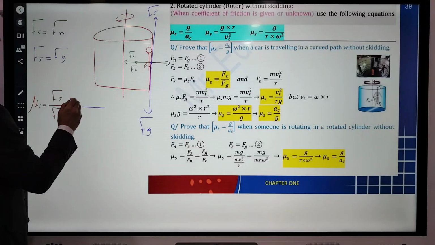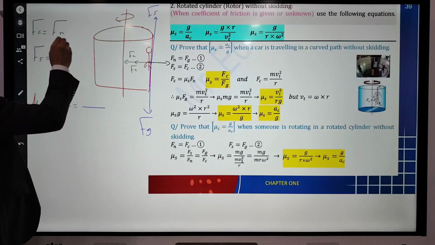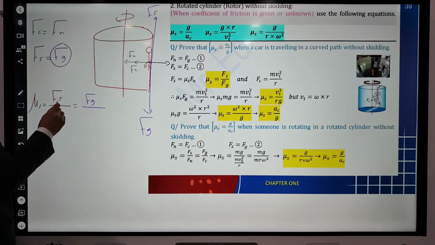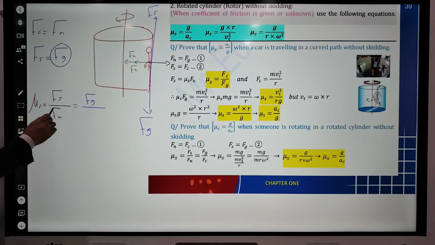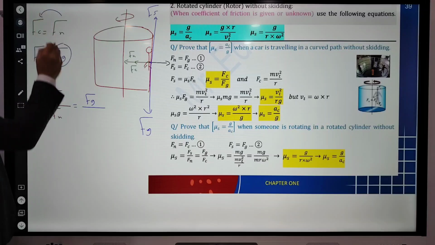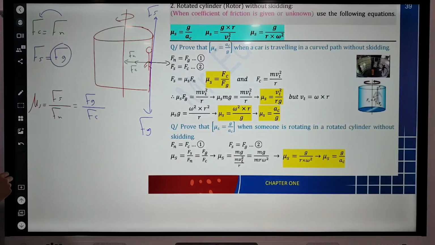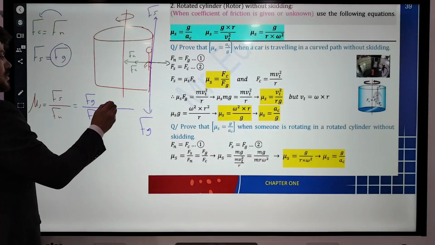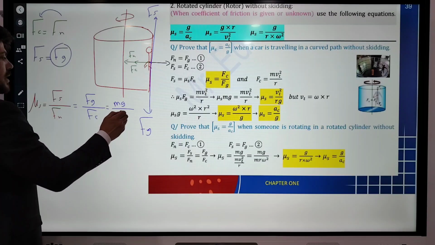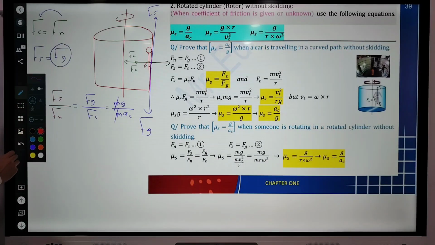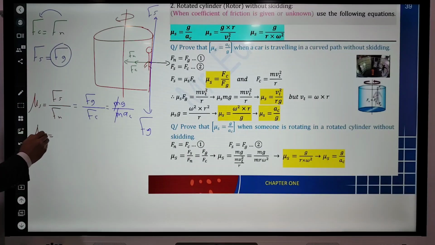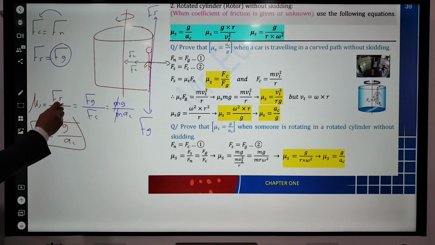Which is equal to, instead of Fs, write what? Fg. Why? Because they are the same. And instead of Fn, write what? Fc. Fg is equal to what? Mg. Fc is equal to m ac. Mass with mass cancels. What remains? Mu s is equal to g over ac.